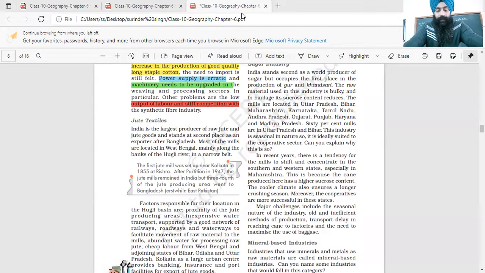Infrastructural facilities like banking, insurance, finance, and power supply from the Damodar River Valley Project or the Raniganj and Jharia coal producing areas of Jharkhand are easily available for regular power supply to the jute industry. A vast national and international market for jute products is supportive of the growth of jute mills in the Hooghly region near Calcutta.